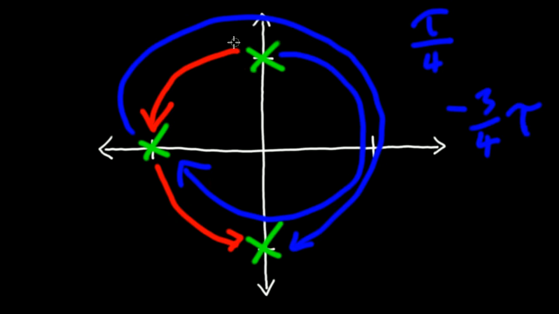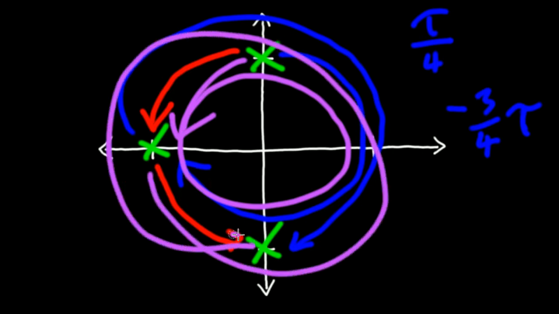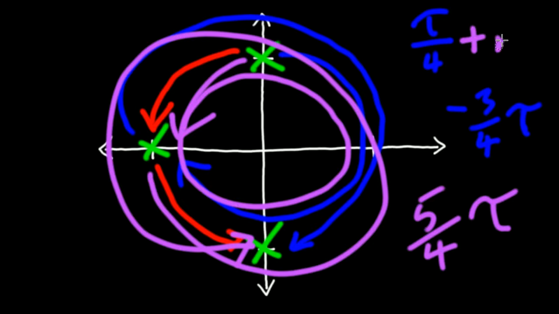What if this went, in fact, in the positive direction, one time around and a quarter? And then from here it went one time around and a quarter. Oh, guess what? This could actually be 5/4 tau. Hey, this could be any number of frequencies, couldn't it? Really what it is is tau over 4 plus n tau, where n is any integer number, positive or negative.